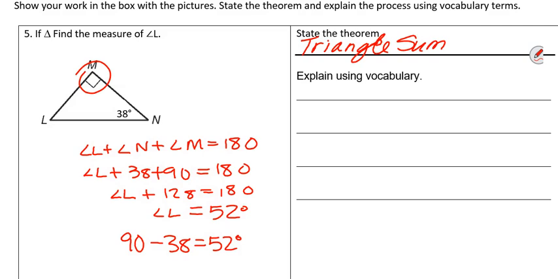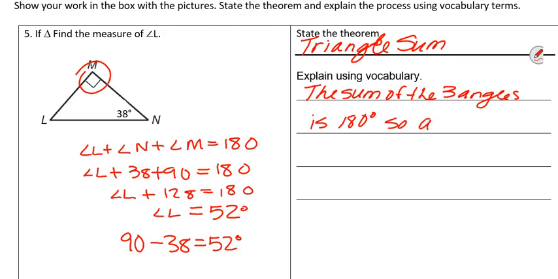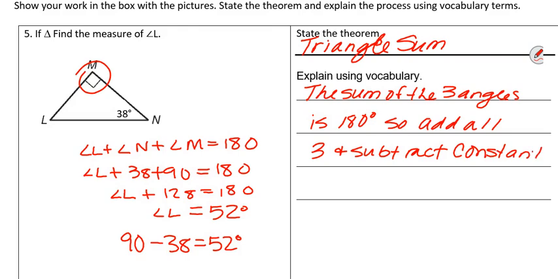We would say that the sum of the three angles is 180 degrees. So add all three and subtract constants from 180 to get 52 degrees.